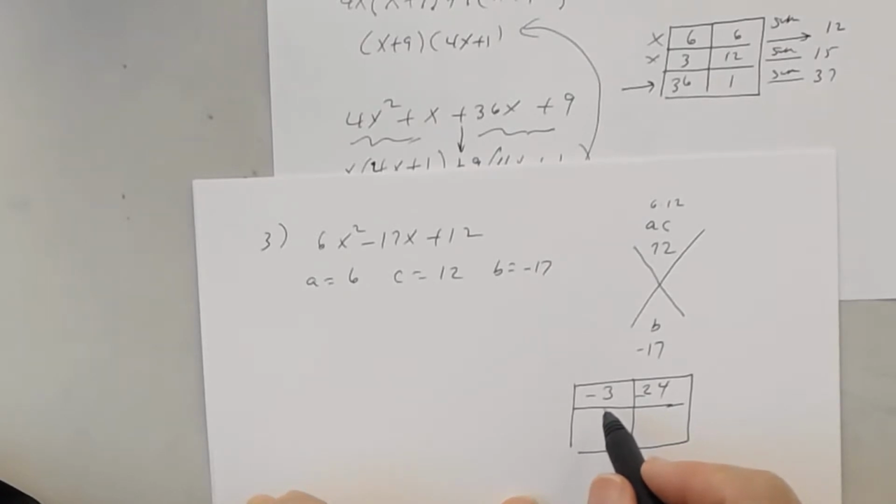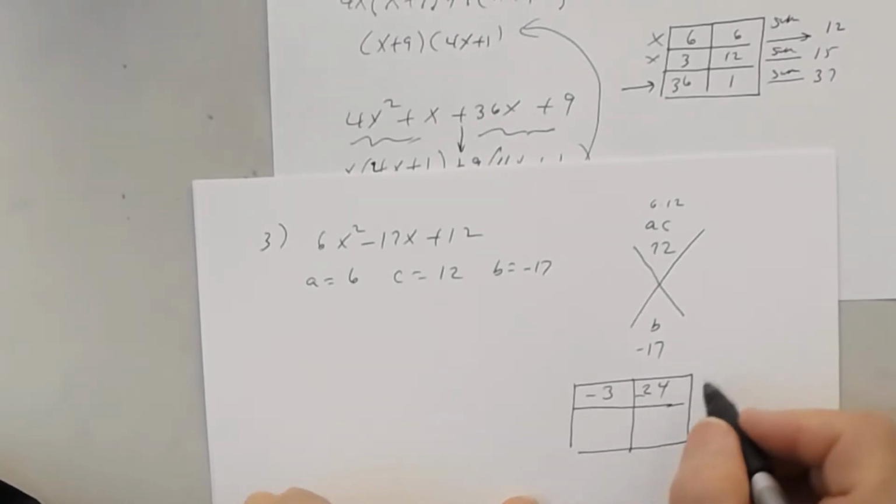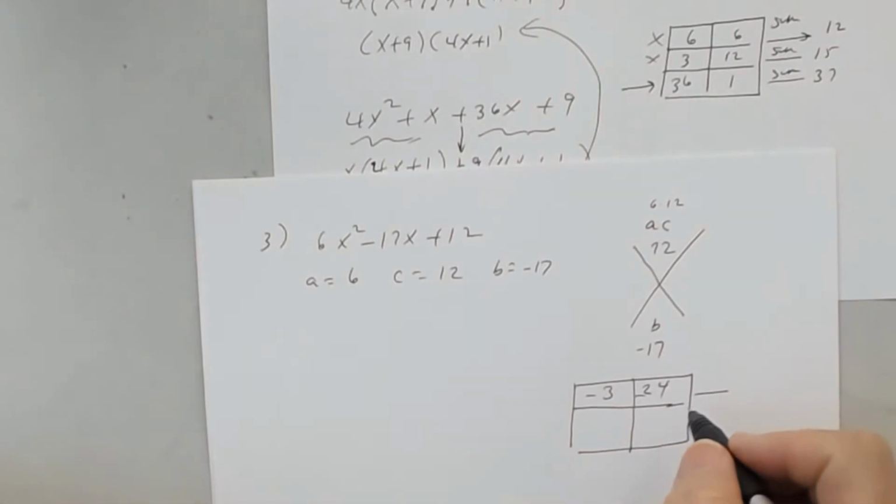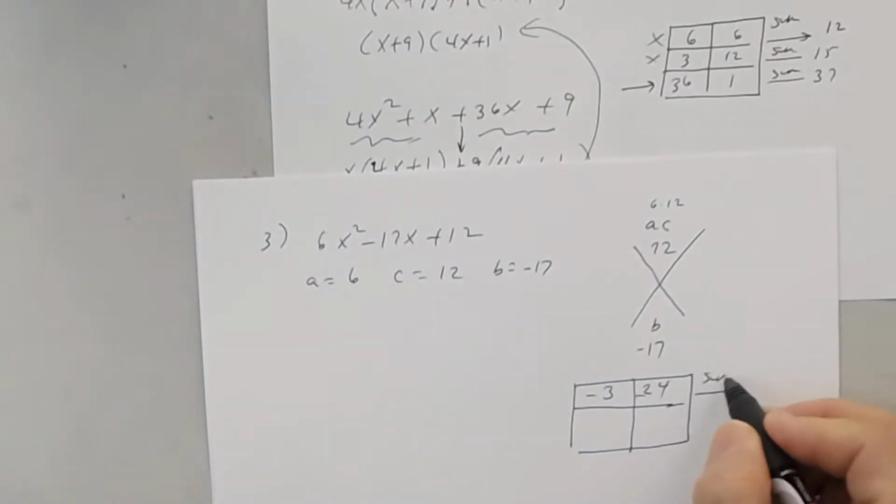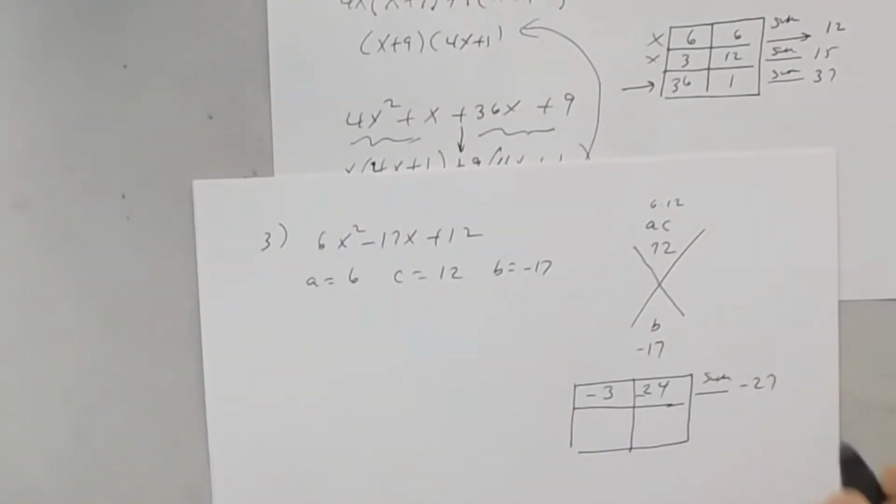Do you see that? Okay. Now, what's the sum, though? The product is still positive 72, but what's the sum? Negative 27? That's not what you wanted. What did you want? Negative 17. So then we try another pair of numbers. Come up with another pair.